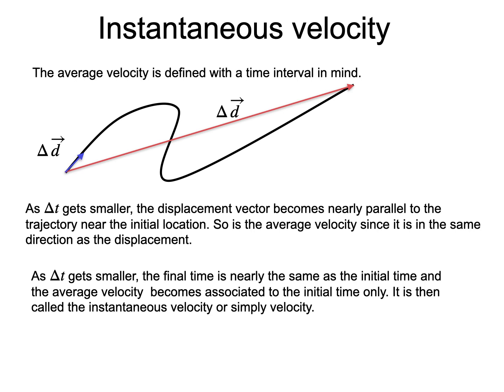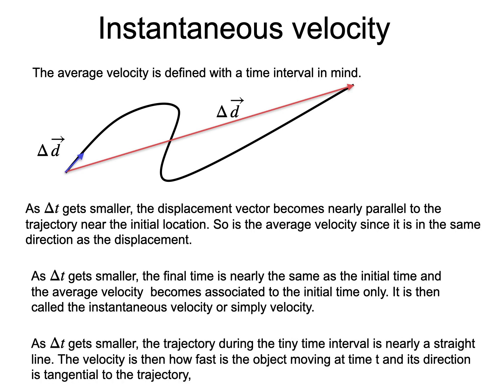With a small delta t, the trajectory within that small time interval is nearly a straight line, and the average velocity describes how fast the object is moving for the entire interval, and its direction is parallel to the trajectory. Here are some examples of velocity vectors at various points along the trajectory.